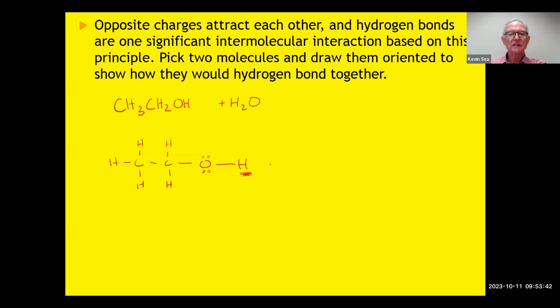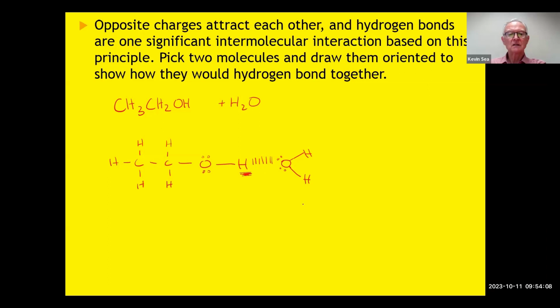to use that one as a hydrogen bond donor. So in that case, the hydrogen is the hydrogen bond donor. In that case, it's going to hydrogen bond with the oxygen on a water, right? So one of the lone pairs of oxygen will be oriented toward that hydrogen on ethanol.